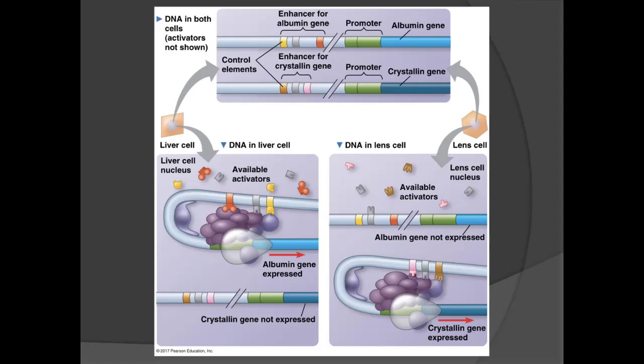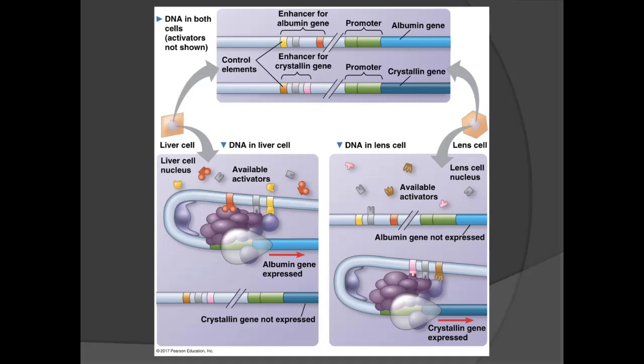With respect to the DNA sequence, we can see that there are enhancer regions, one for the albumin gene, which lies above the promoter region and the gene of interest. Note that we also have crystallin enhancer regions as well. Once again, these enhancer regions will lie upstream of the promoter region as well as the gene of interest. In the liver cell, we can see that we have specific activators that are produced for activating the albumin gene in this instance. These activators, once produced, will bind to the enhancer regions for the albumin gene. This will then cause a conformational change in the DNA to make it more accessible for gene transcription.